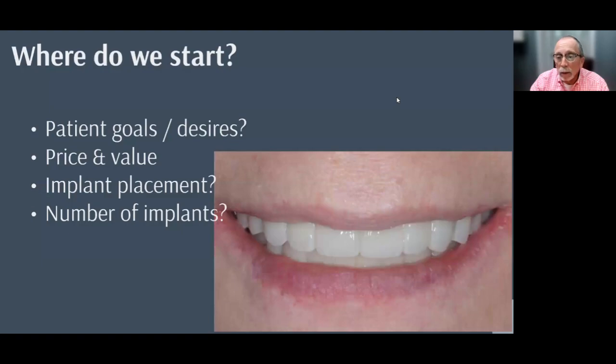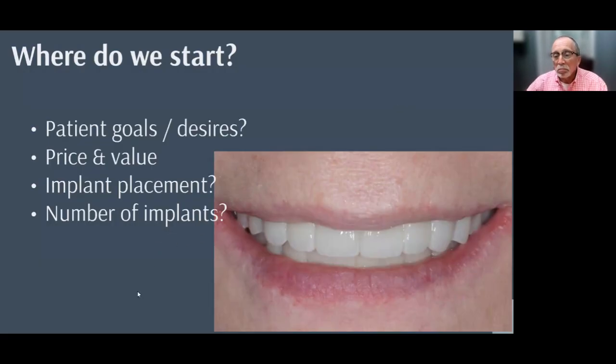But as the clinician and the labs, we have to figure out, okay, wait a minute now. They may want this, but do we have the ability to put the implants where we need to put them to do what we want to do, what they want to do? So that's also in the conversation. And can we get the number of implants that we need to do that? So they aren't always just, hey, what do you want? Okay, we'll do that.